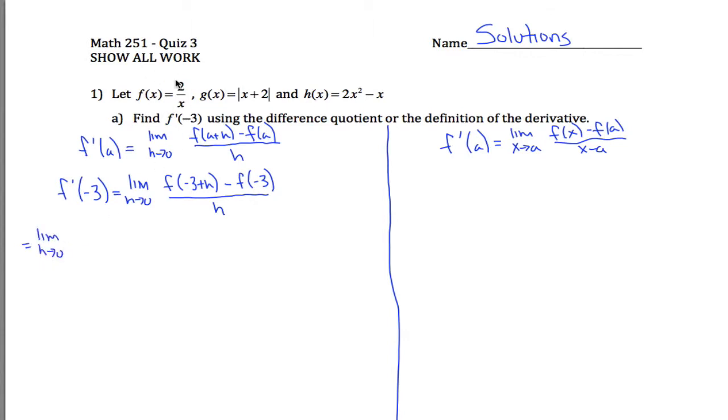And I know that f of x is this thing, 2 over x, so f of negative 3 plus h would be 2 divided by negative 3 plus h. F of negative 3 would be 2 divided by negative 3. And that whole thing is over h.